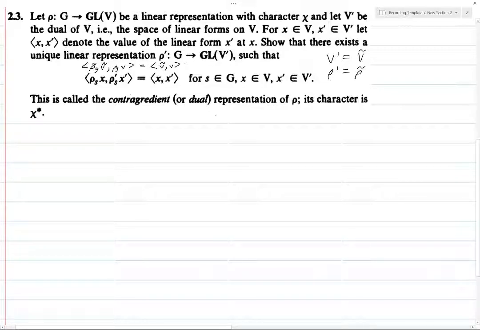And also note that these angular brackets are in no way related to the inner product that we have on characters, or on class functions, or just on functions on G in general. That refers to a different thing, and thankfully that doesn't come up at all in this problem. So there's not going to be any ambiguity between what this inner product means. All right.